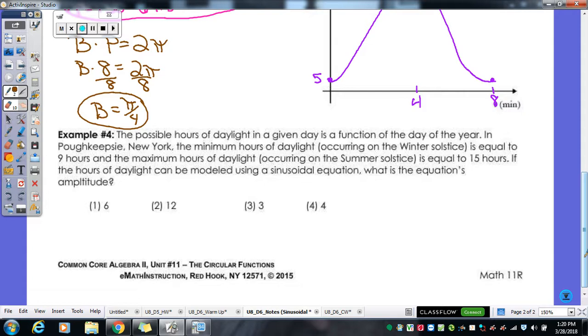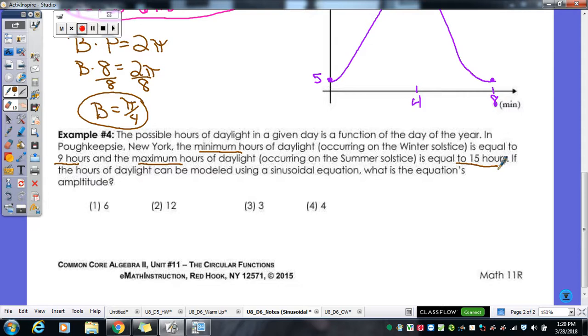All right, example 4, last one in our notes for today. We got the possible hours of daylight in a given day as a function of the day of the year. In Poughkeepsie, New York, the minimum hours of daylight is equal to 9 hours. And the maximum hours of daylight is equal to 15 hours. If the hours of daylight can be modeled using a sinusoidal equation, what is the equation's amplitude?